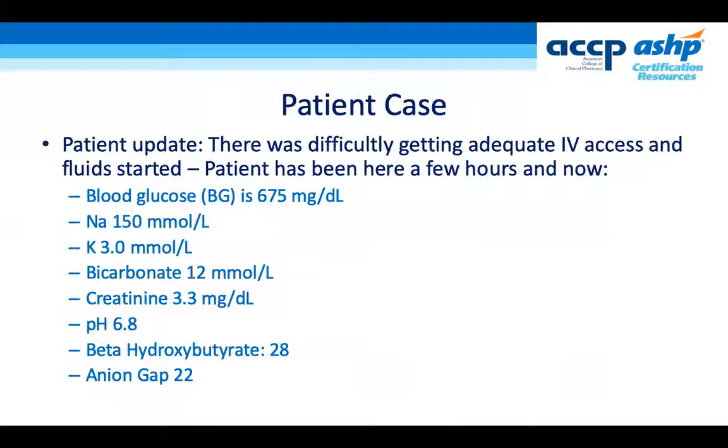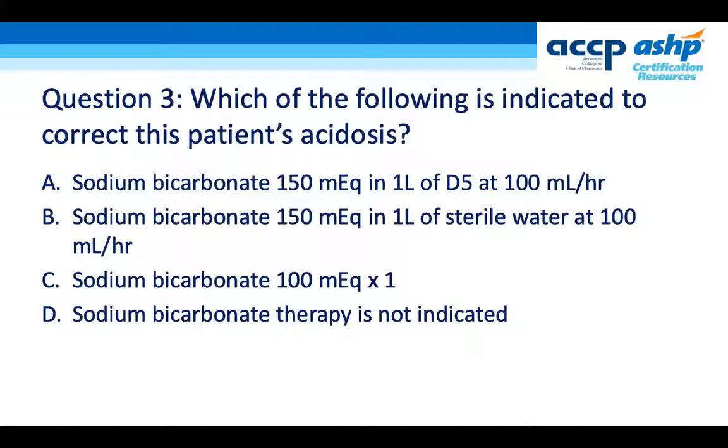So back to our patient, CC. There was difficulty getting adequate IV access and fluid started. The patient's been here a few hours and now we have some new labs. So our blood glucose is still high, our sodium's 150, potassium's 3.0, bicarbonate 12, creatinine 3.3, pH of 6.8, and our beta hydroxybutyrate and anion gap are still elevated. So knowing this, which of the following is indicated to correct this patient's acidosis?